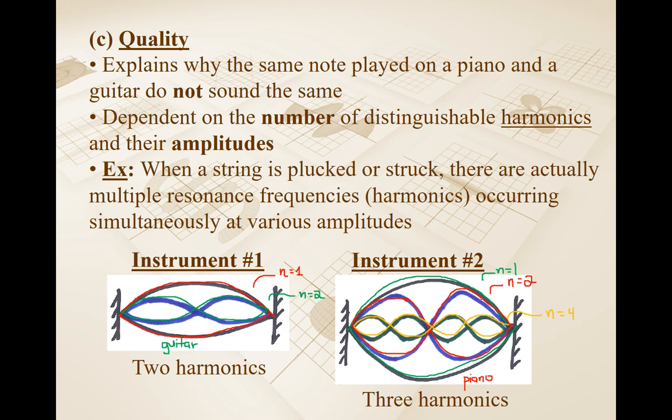Clearly, they do have that sound to it, whether it's a guitar or a piano. But when you play middle C on a guitar or a piano, it's not the same sound. Otherwise, what would be the point of having an orchestra if every single instrument played an identical sound? They have different sound quality based on their number of distinguishable harmonics and their amplitudes.